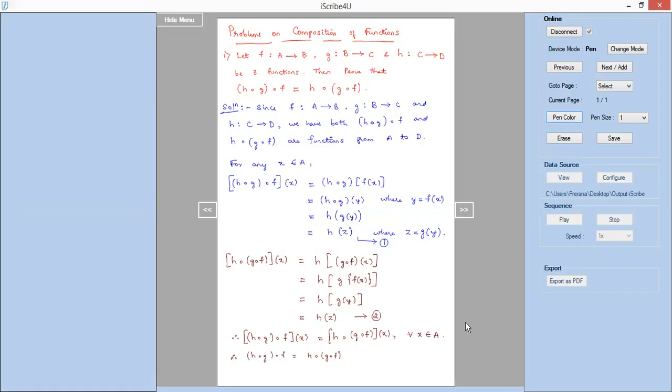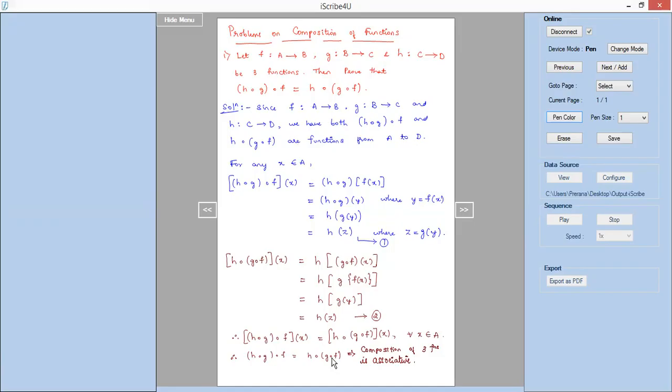So thus we can conclude that composition of three functions is associative. So that is how we prove the result that composition of three functions is associative.